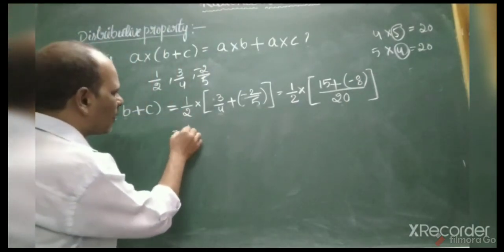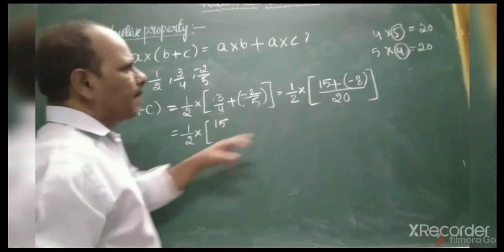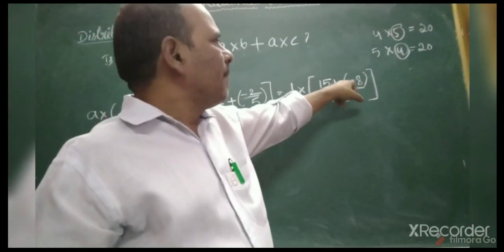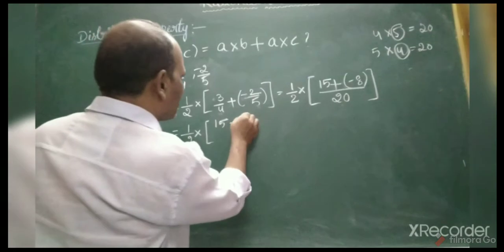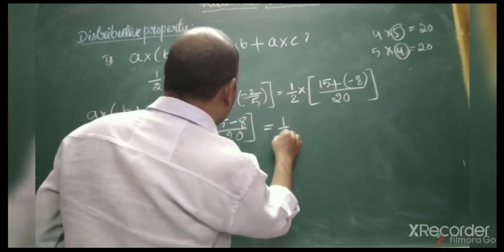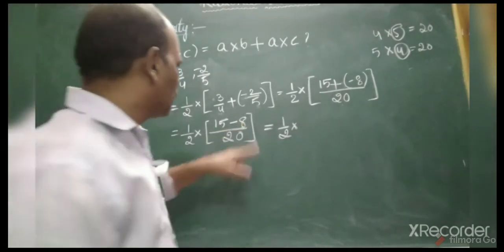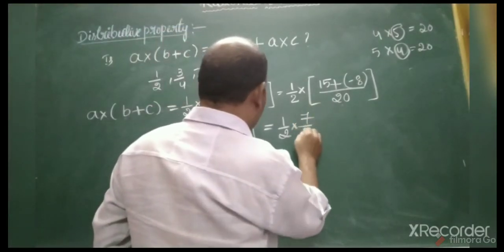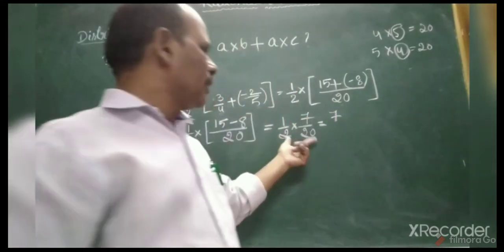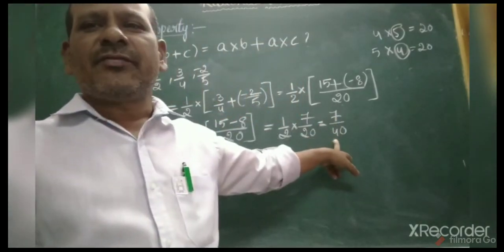Is equal to 1 by 2 into 15 plus or minus. You have to consider this bracket as into. Plus into minus is equal to minus 8 by 20, is equal to 1 by 2 into 15 minus 8. 15 minus 8 is equal to 7 by 20. 1 into 7, 7. 2 into 20, 40. LHS, we got the answer 7 by 40.